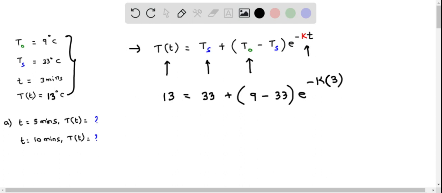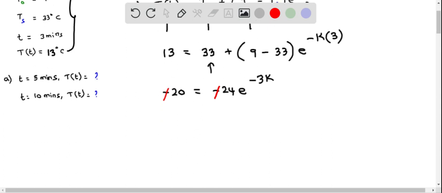So let's simplify this and solve for k from this equation. First, I subtract 33 from both sides. So we get 13 minus 33 is negative 20, and this equals 9 minus 33, which is negative 24, times e raised to the power of negative 3k. We divide both sides by negative 1, so these two negatives get cancelled, and we can also divide by 24 on both sides, which gives 20 over 24 equals e raised to the power of negative 3k.